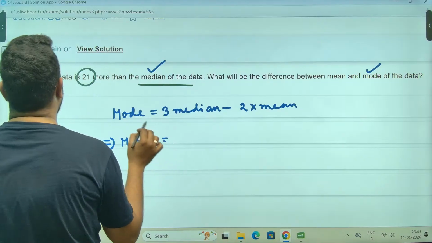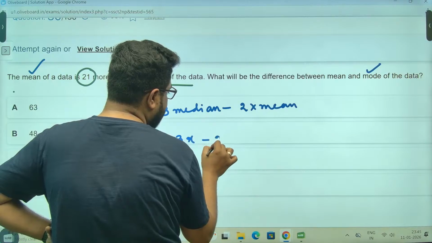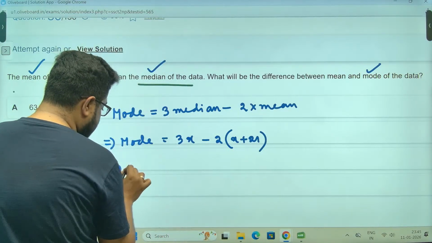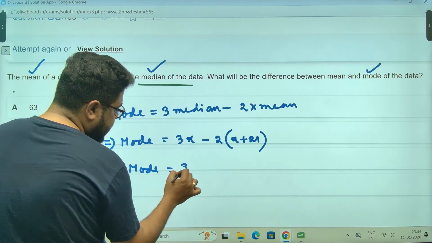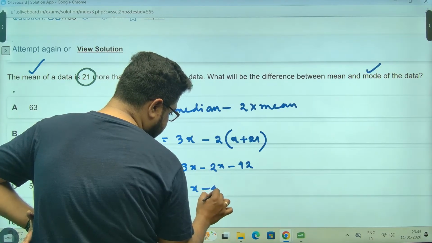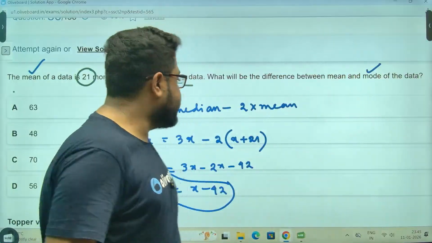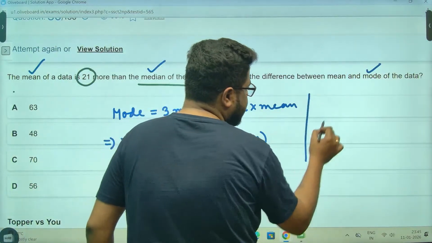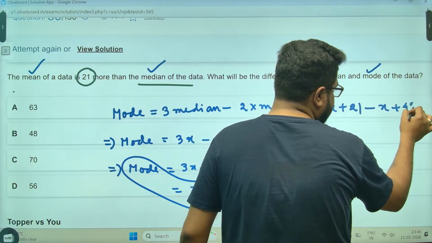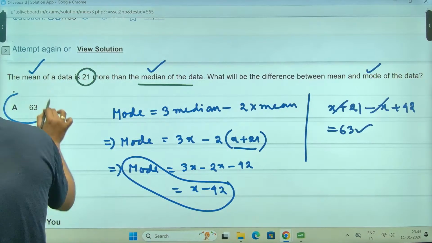Mode will be, sir. Mean is 21 more than median. Median I'm taking x, so mean will be 21 more, meaning x plus 21. So mode will be 3x minus 2x minus 42, sir. So x minus 42, this is the value of the mode. Now the difference between mean and the mode. Sir, mean is x plus 21 minus x minus minus plus 42. Cancel, so 63 is the answer, sir. 63, option A is the correct answer.